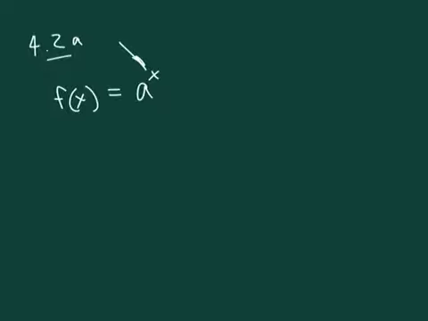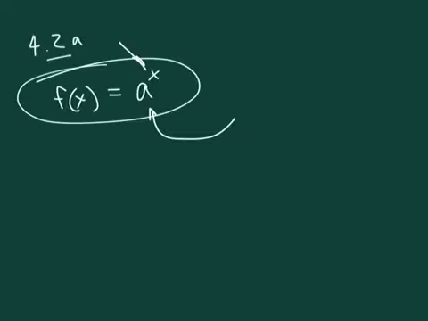Another thing that's important is this number a. Whatever number is represented by a has to be a positive number, and it cannot be 1. So that's called an exponential function of base a.